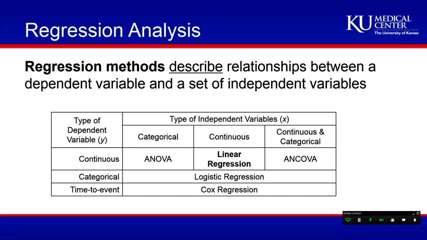There are methods, obviously, beyond the scope of this class that are not included here. Things like Poisson regression, negative binomial regression, time series, multivariate regression models where you actually have more than one dependent variable. You have more than one outcome, and you want to model it all together in a single simultaneous equation.